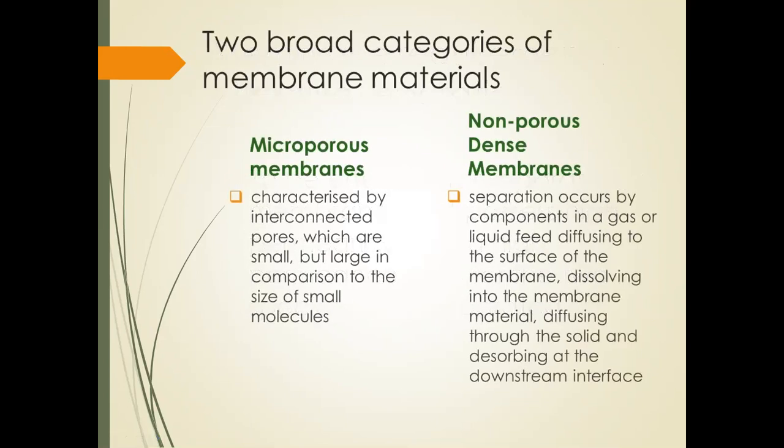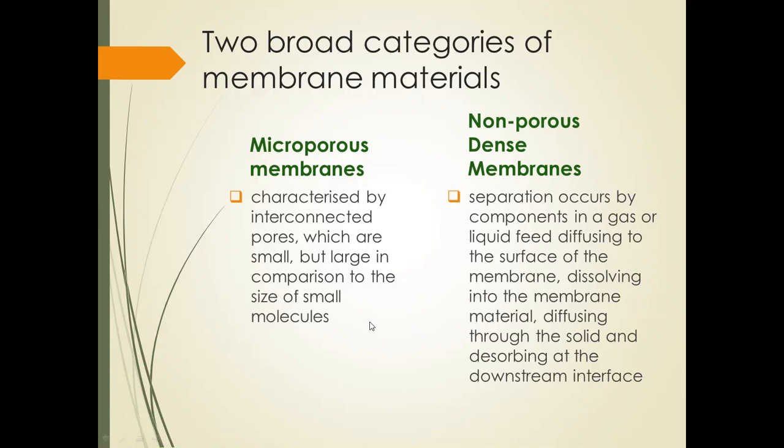Now, if we will categorize the membrane materials, we have two categories: the microporous membranes or the non-porous dense membranes. The microporous membranes are characterized by interconnected pores, which are small but large in comparison to the size of the small molecules. Now, as for the non-porous dense membrane, separation occurs by components in a gas or liquid feed diffusing to, take note, the surface of the membrane.